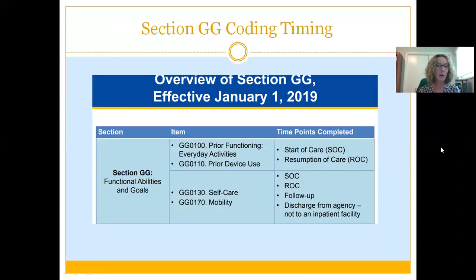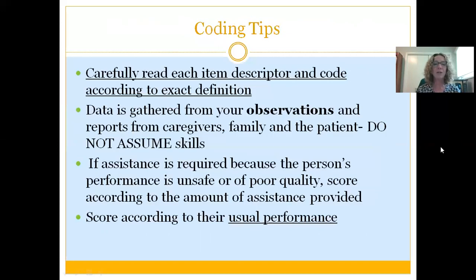Again, Section GG coding and timing. We do it at the start of care, resumption of care. We would do a discharge when they discharge from the agency, not to an inpatient facility. Again, we may be gathering some data. When we're looking at the discharge, that information is gathered 5 days prior to their discharge from the agency. Some other coding tips, and usually the EMRs, the electronic records, are going to cue us when we need to do a Section GG OASIS.